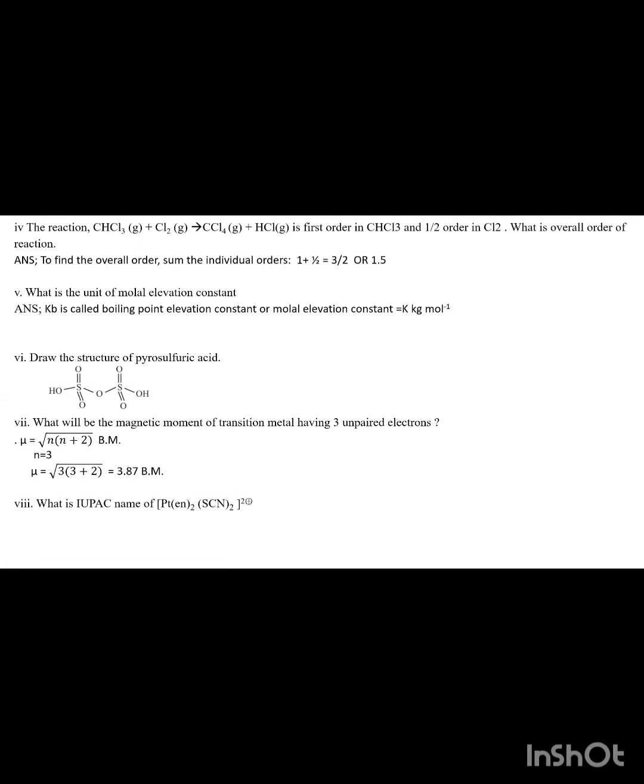Here we have to write the IUPAC name of the compound. The bidentate ligand is written as bis when it comes two times. So the name of the compound is bis(ethylenediamine)dicyanatoplatinum(IV). The IV is the oxidation state of platinum.